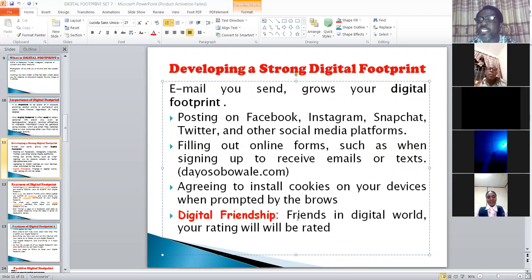Digital friendship. You should be careful about the people. Some of you will accept offers online. Some of you say, I want to be your friend, and you will agree, though you don't know the person. Don't accept the offer of someone you don't know the character of. Simple. Let me tell you one thing.